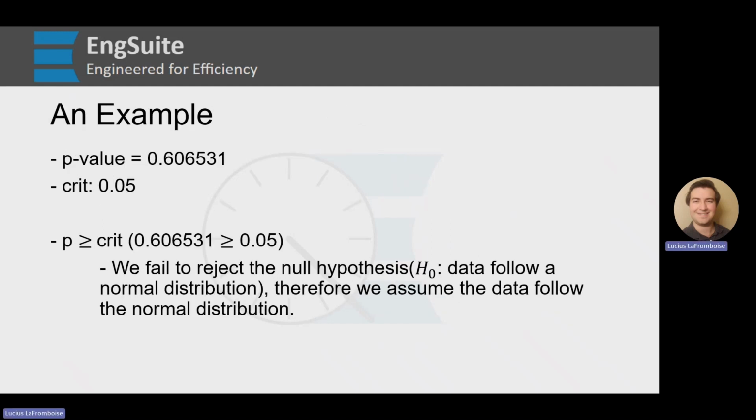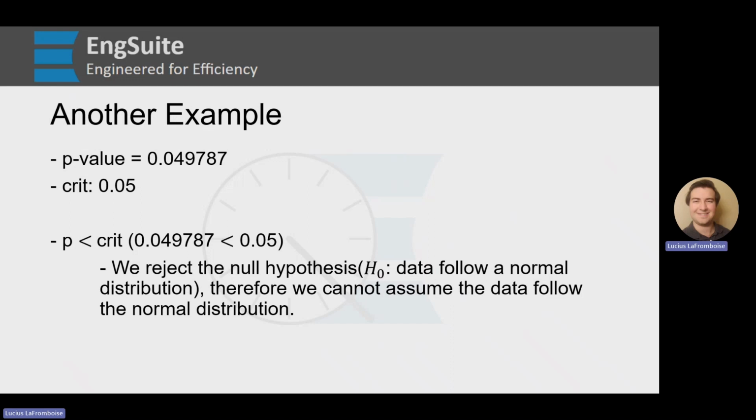Our first example here is our p-value equals 0.606531, and we have a critical value of 0.05. In this case, our p-value is greater than our critical value, so we fail to reject the null hypothesis. The null hypothesis, again, is that the data follow a normal distribution. So if we fail to reject that, we fail to reject that the data follow a normal distribution. Therefore, as engineers, we assume the data follow the normal distribution.